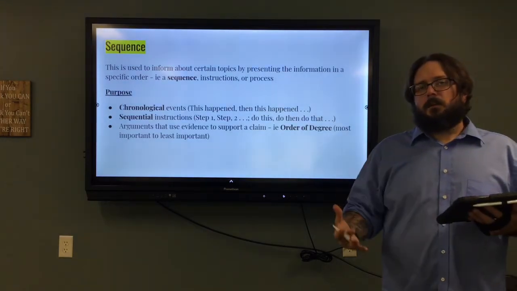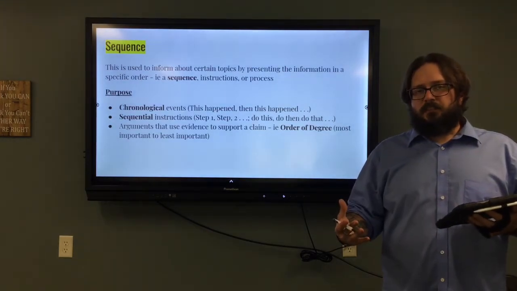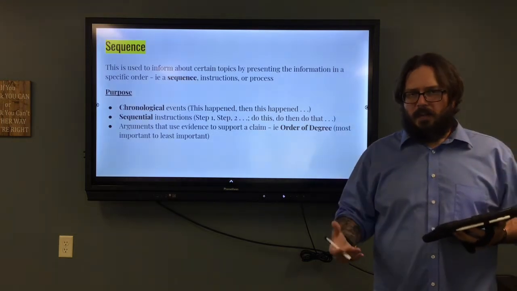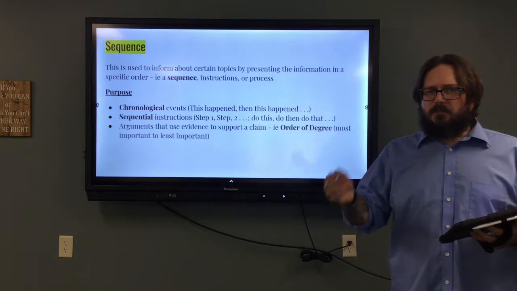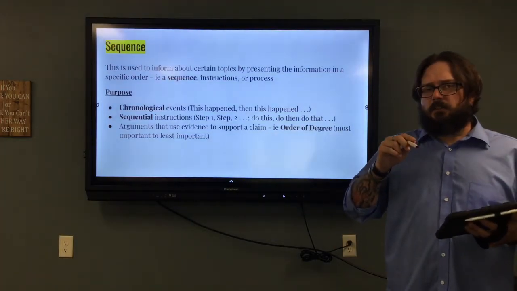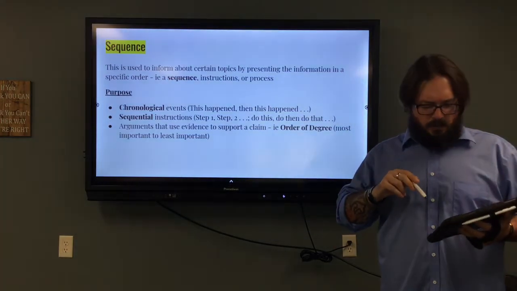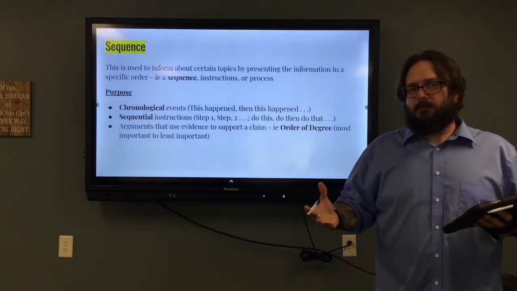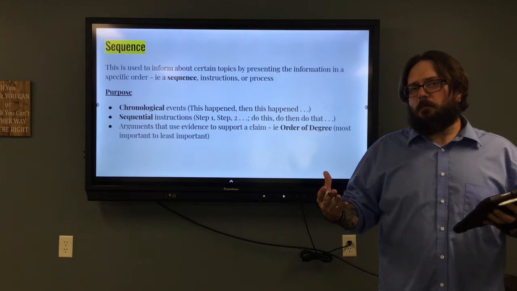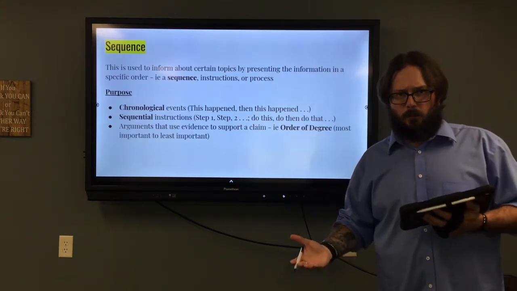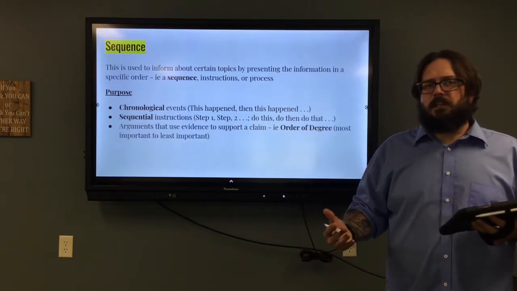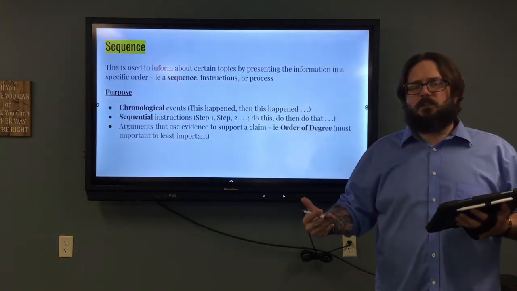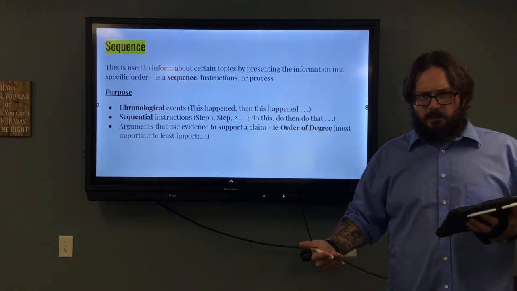Lastly, authors will use sequencing to present arguments that use evidence to support a claim. And the type of sequencing that we see used in this case is what is known as order of degree. And perhaps the author is presenting information from most important to least important. You may even hear this particular type of sequencing used as order of importance.